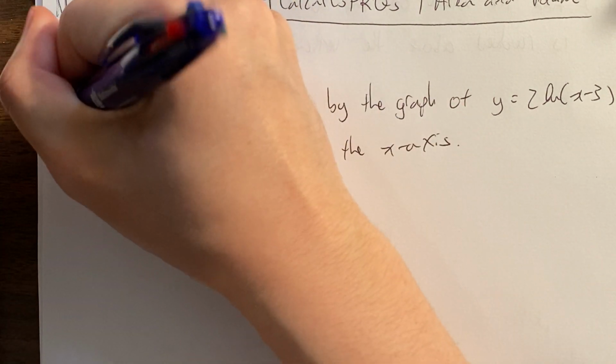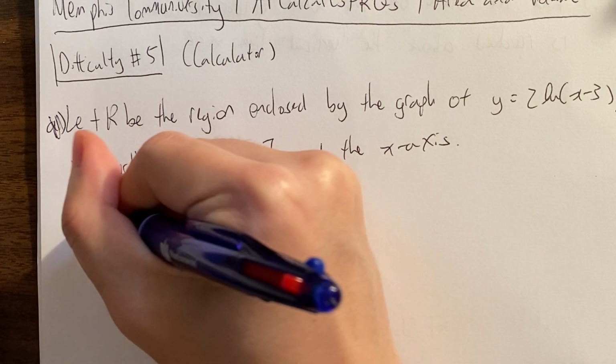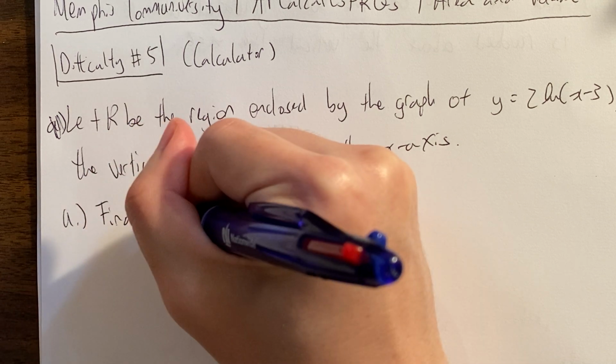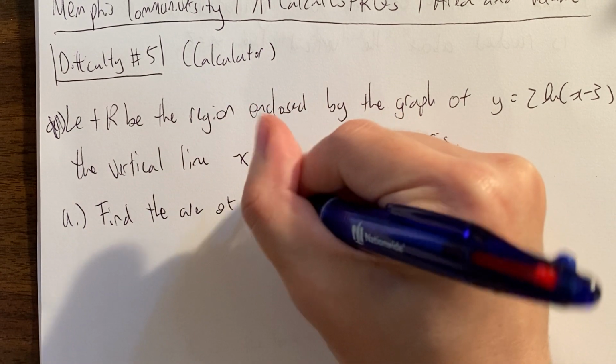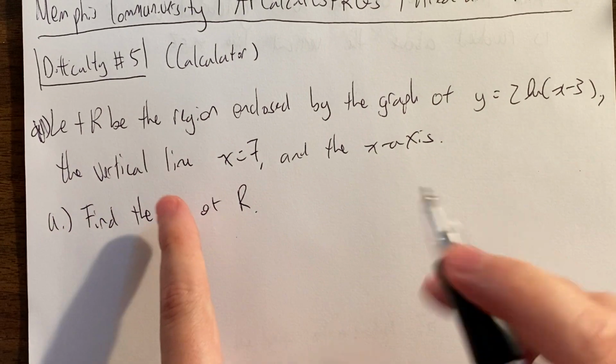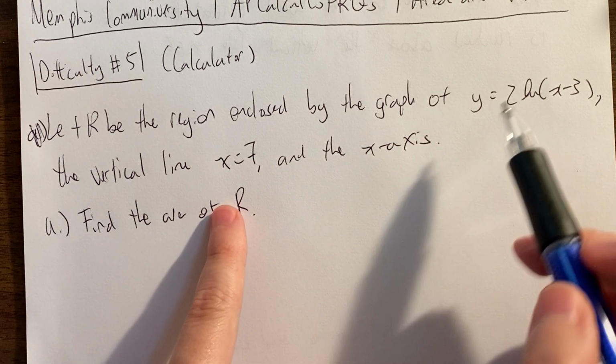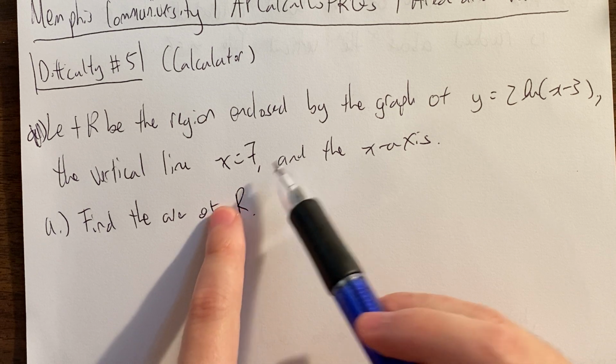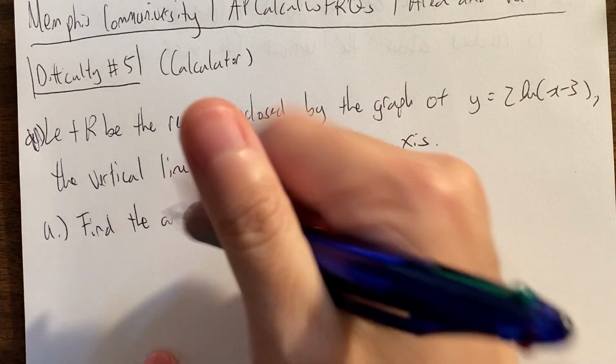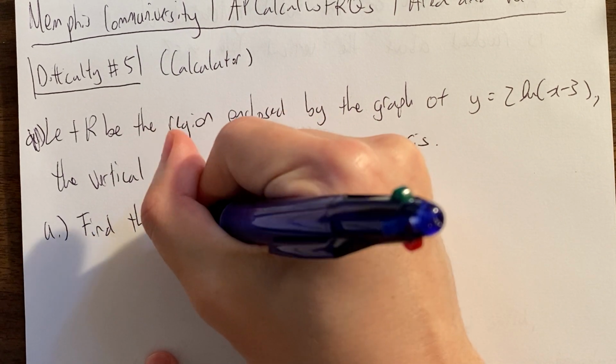So this is actually not A. A is just find the area of the region. So let's change that. So here's our given. Our given is let R be this region. It's enclosed by the graph of this function and the vertical line x equals 7 and the x-axis. So this is the word area.